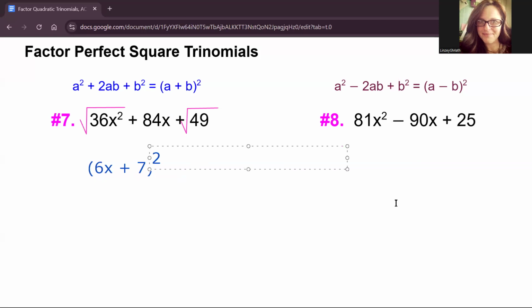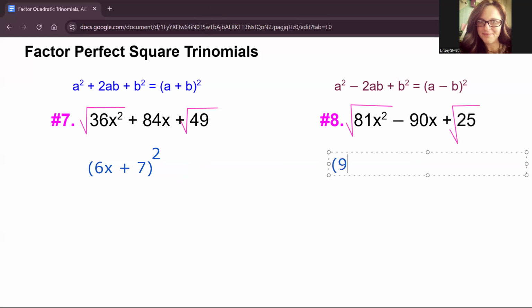And the last one, we'll take the square root of the first term and the square root of the last term. And square root of 81 is 9. Square root of x squared is x. And then we need a minus sign in the middle. And then the square root of 25 is 5, all squared.